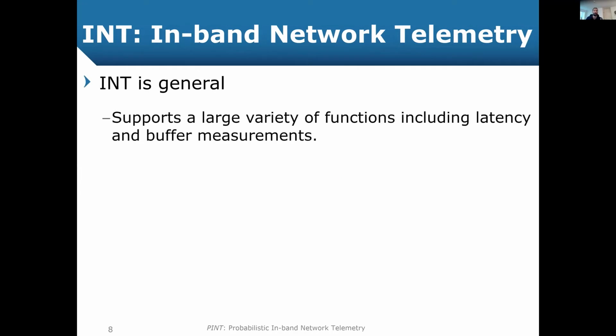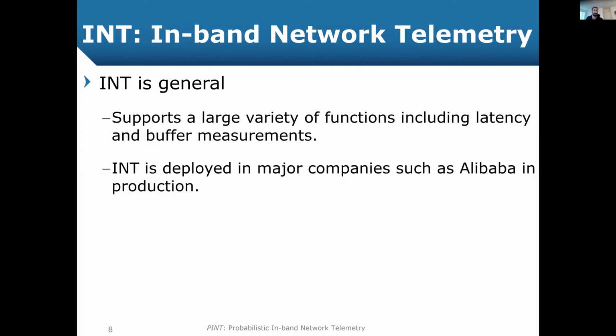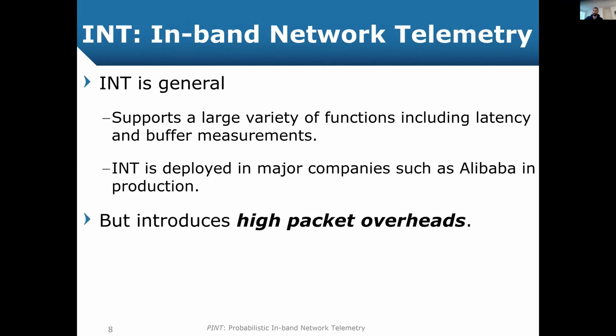INT is not just for paths, it's really general. You can use it for a large variety of measurements like queuing and latency measurements. It's already running in production in major companies like Alibaba, but it also has high packet overheads. All this information we add to packets adds up, and this creates a few problems. First, it can degrade the goodput of long flows. The reason for that is the more bits you add to the packet, the fewer bits you can put on the payload without exceeding the MTU. So we would need to send more packets to transmit the same amount of information.